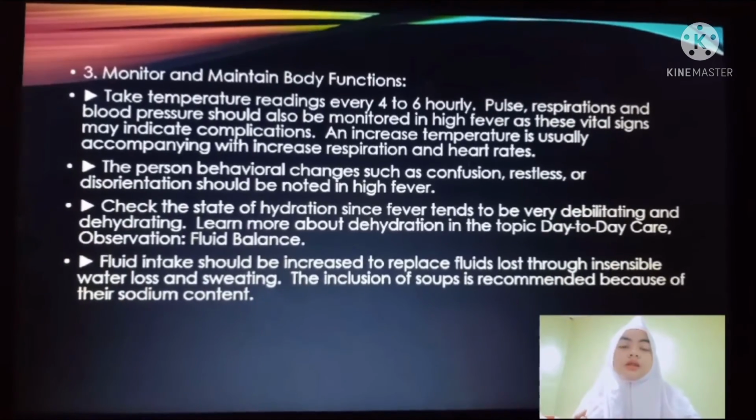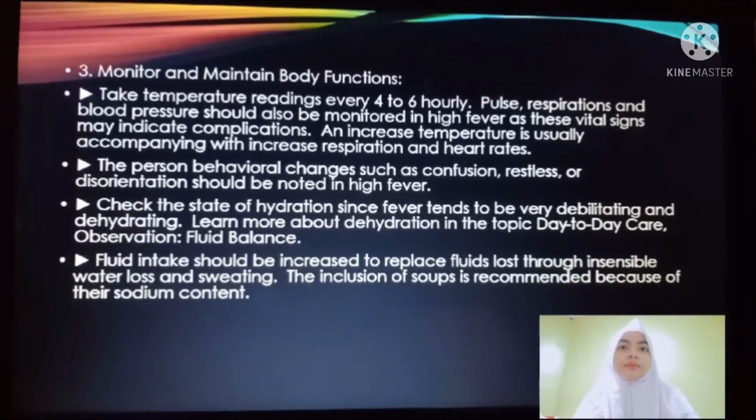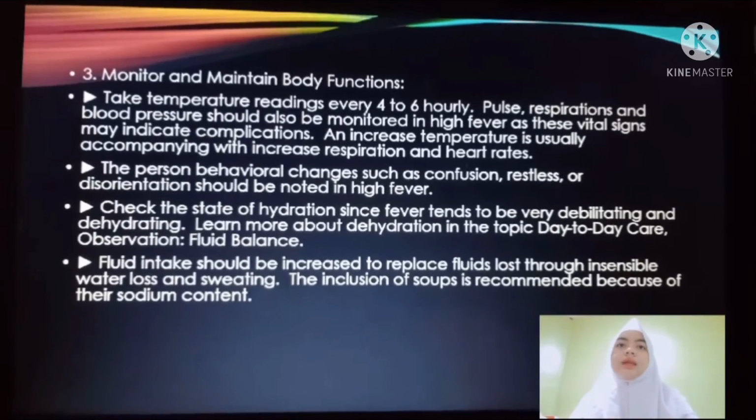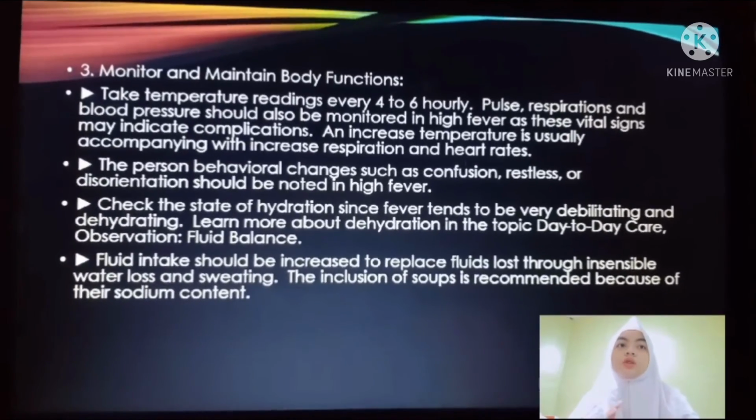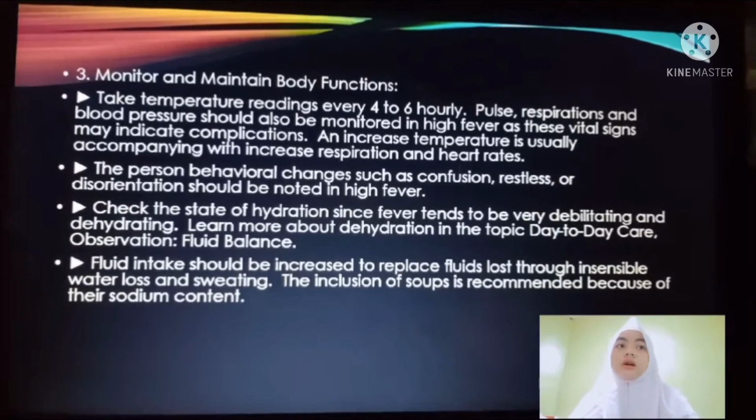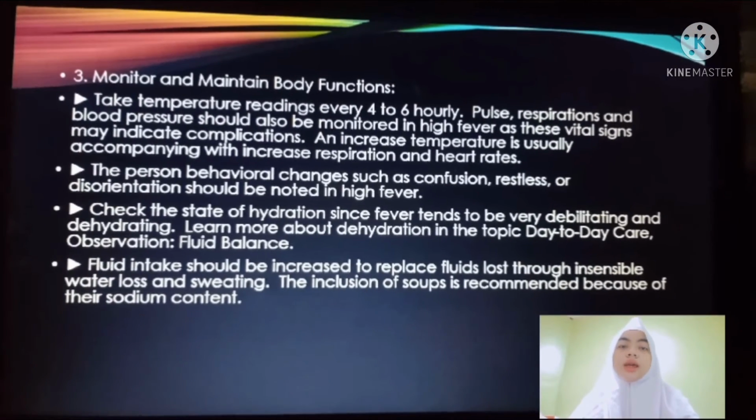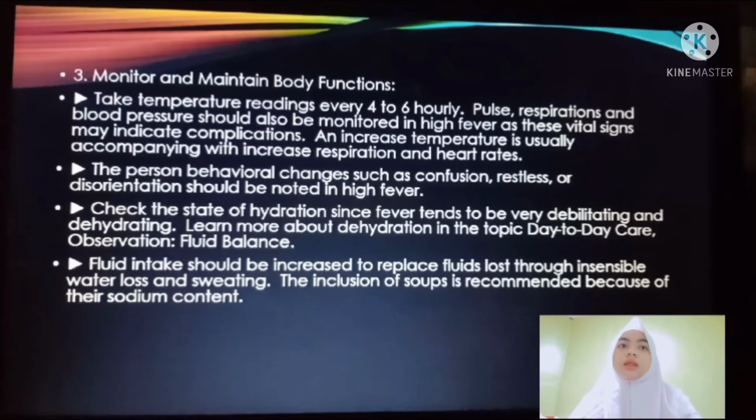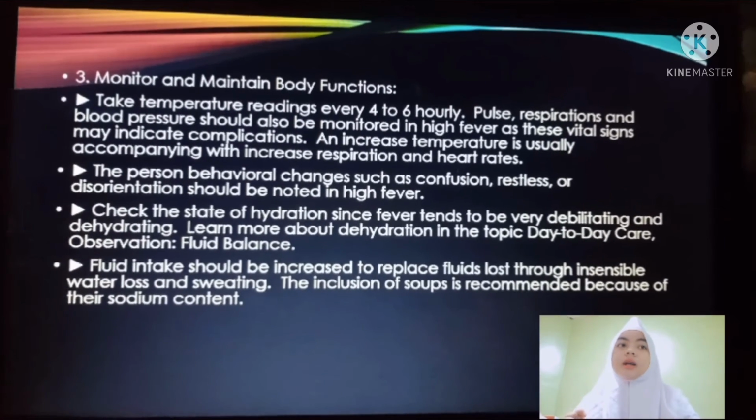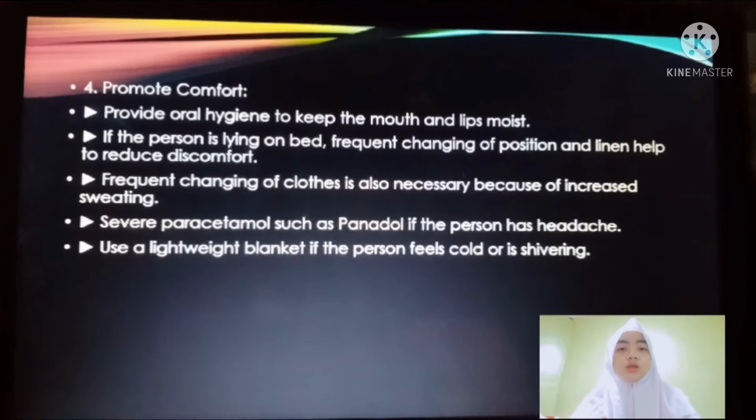So observation is fluid balance. Fluid intake should be increased to replace fluids lost through insensible water loss and sweating. Clear soups are recommended because of their sodium content.